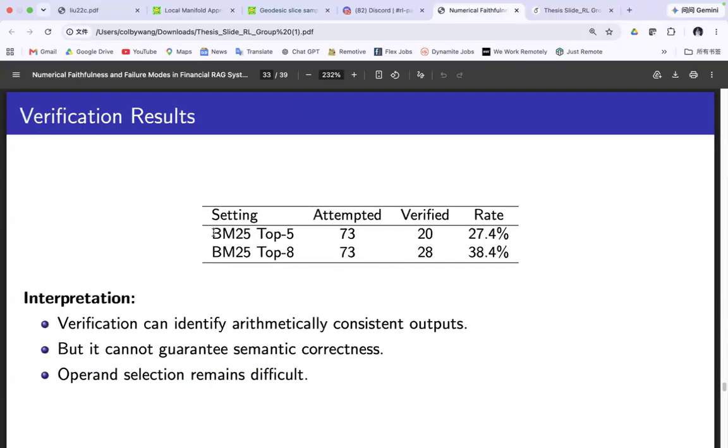We did some simple experiments, and it showed that out of the 73 attempted verifications, the verified rate actually increases from top 5 to top 8. The interpretation is that verification can identify arithmetically consistent outputs, but it cannot guarantee semantic correctness. Operand selection still remains a very difficult problem because there are so many operators like plus, minus, and also brackets.